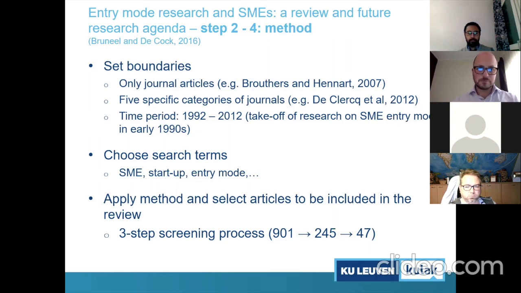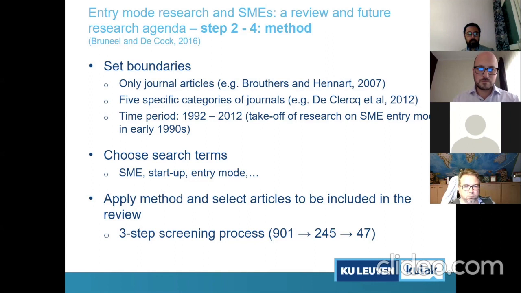So people need to be able to reproduce the study based on how well you explain your methods here. So translating this into practice based on the study that we did with Robin, we set the boundaries by only including journal articles. And this is also a tip I want to share with the audience: to the extent possible, always try to justify and embed your choices regarding methods in existing work or existing papers that also used a systematic literature review approach, of course, on a different topic or in a different context, but it always helps if you can embed your choices in published work. So for example, we built on Brothers and Hennart 2007. We built on the literature review by de Klerk et al. by only focusing on five specific categories of journals.